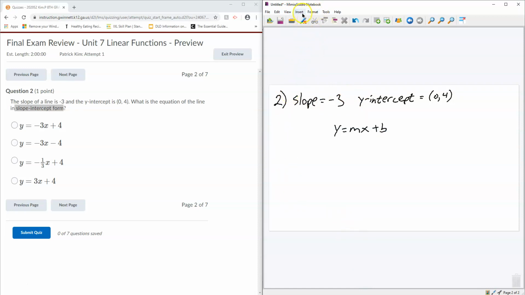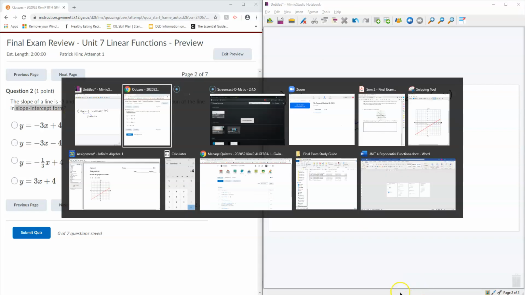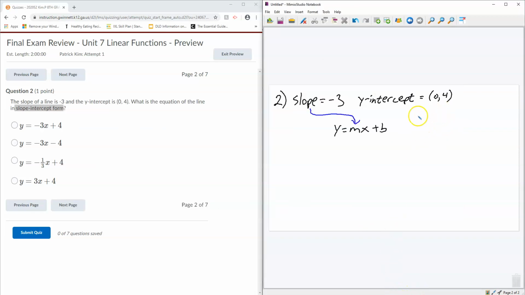my tools keep disappearing. Okay, let's put this over here. Okay, slope is m. Oops. I don't know why it keeps disappearing. Sorry, guys. That is very odd.